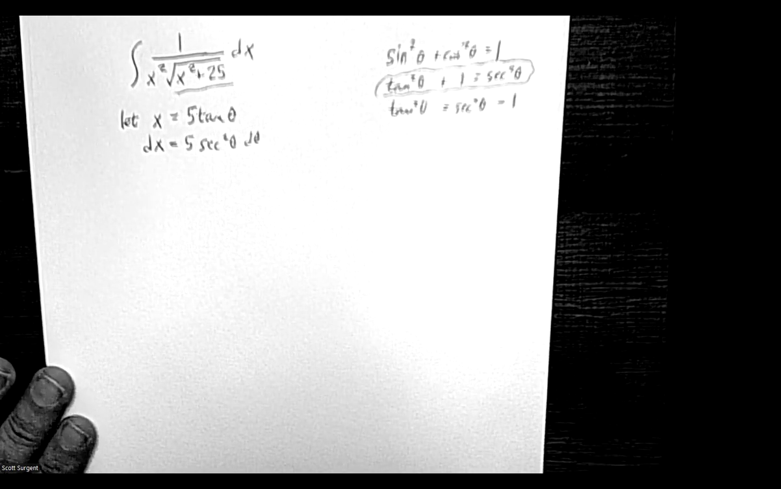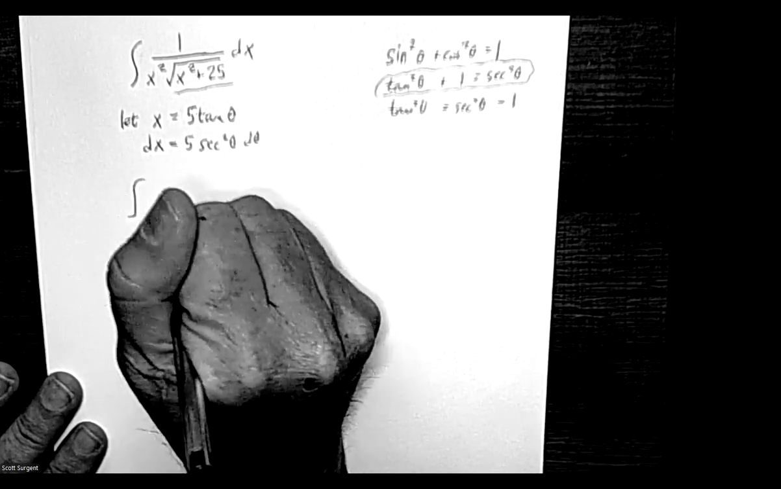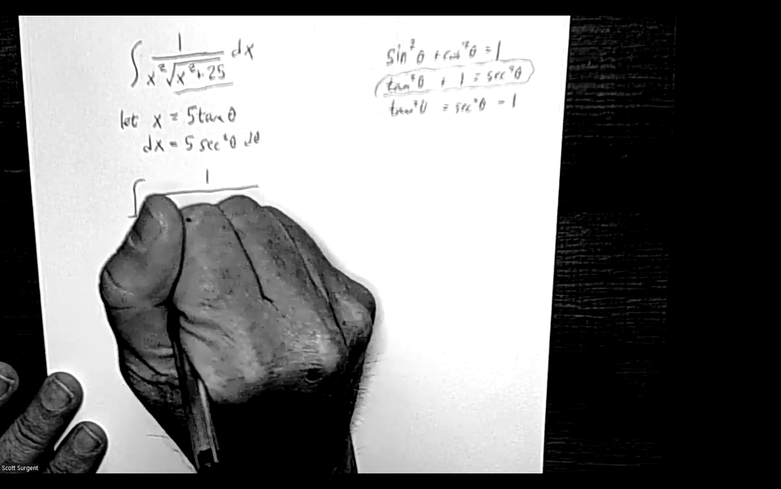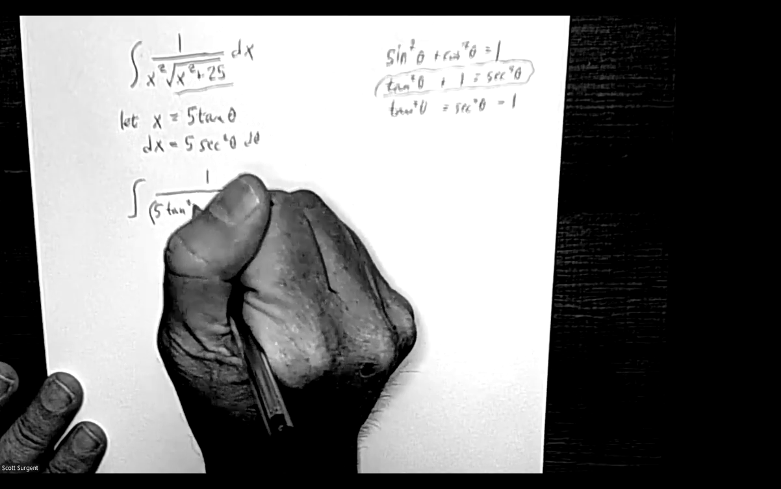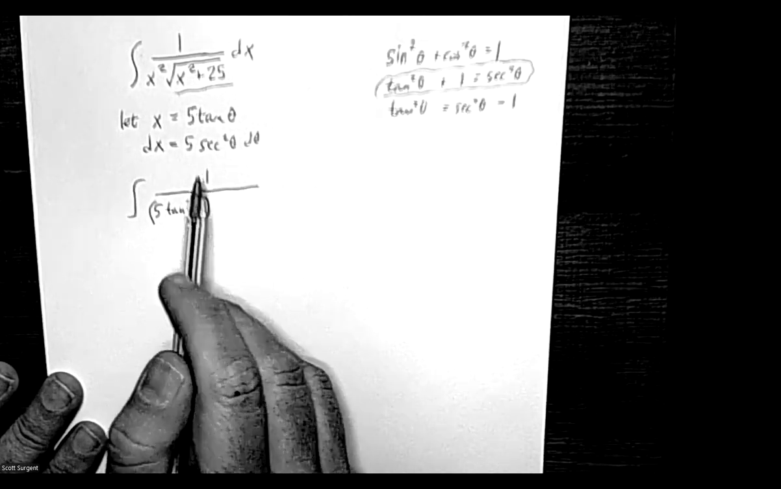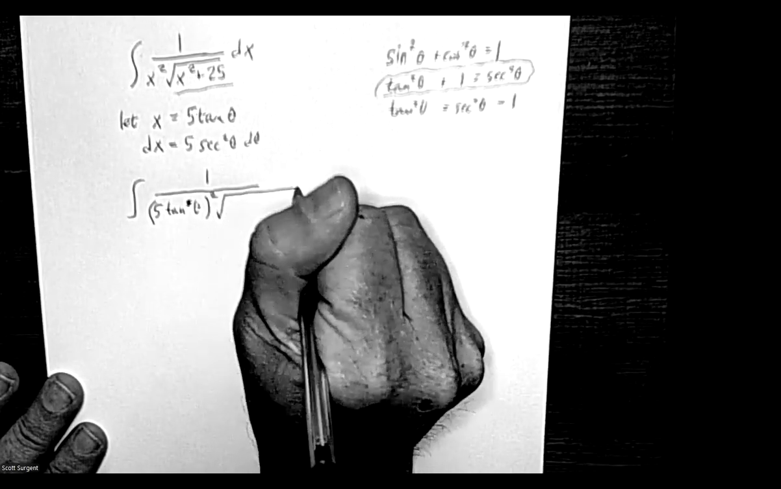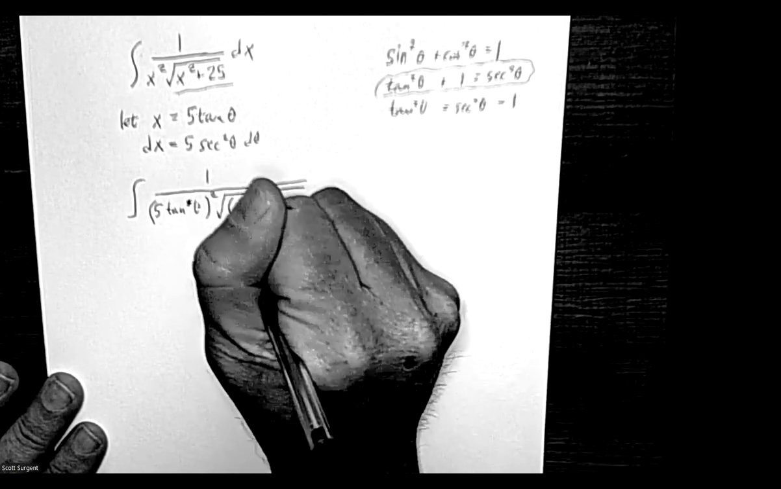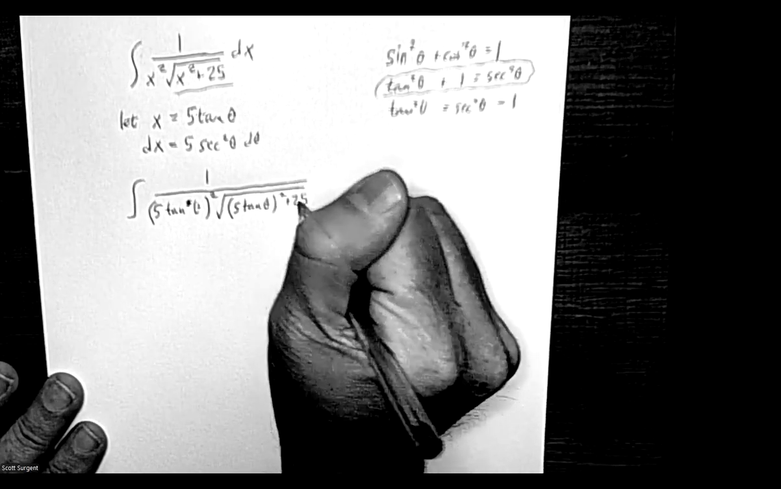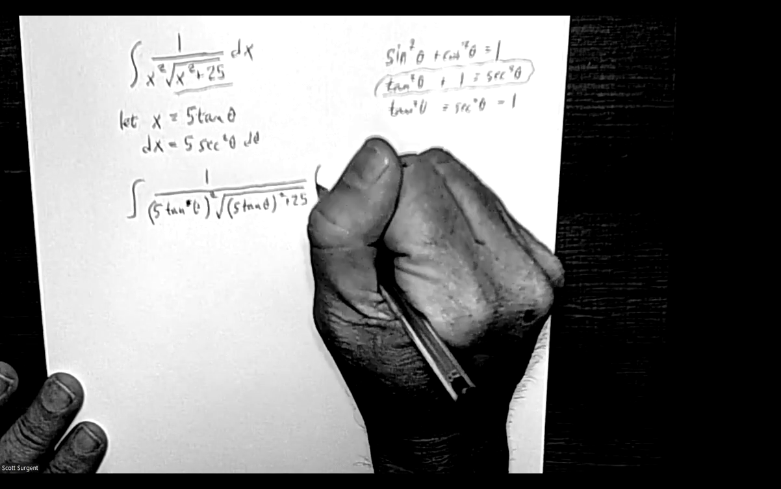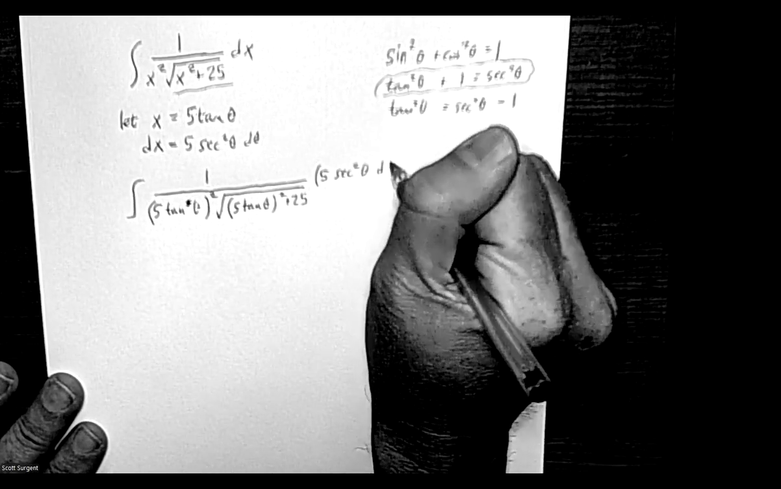And then I make substitutions. It's going to look like a mess for a few seconds. I'm going to have 5 tan squared theta. Oops, my bad, it should be square on the outside. And then radical 5 tan theta quantity squared plus 25. And then dx has to be accounted for. That's 5 secant squared theta d theta.